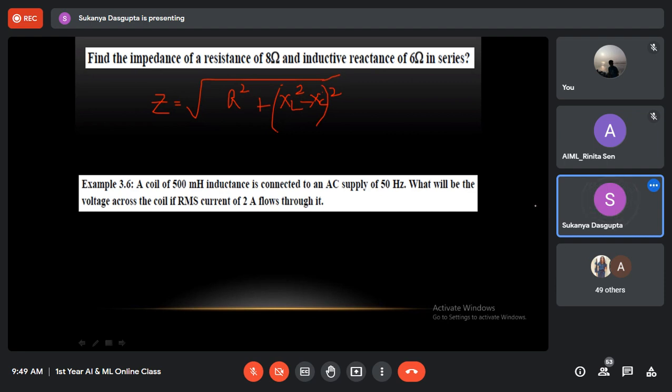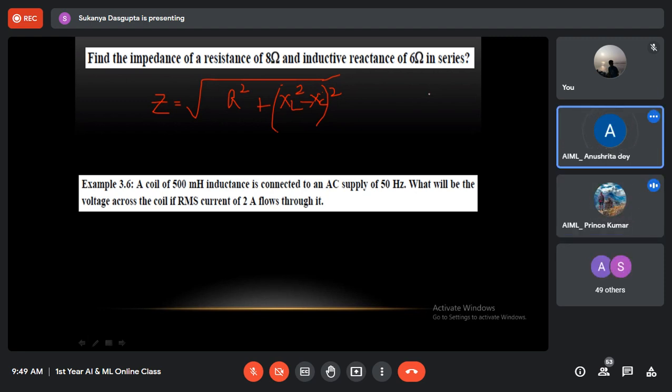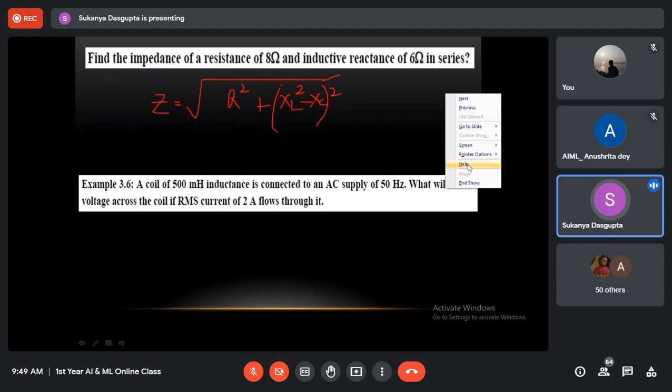So we'll consider XC equals 0 because capacitive reactance is not there in this problem. Fine. So put R equals 8 ohm and XL equals 6 ohm. So it's 8 square plus 6 square, 64 plus 36 under root. Ma'am, 10. Unit? Ohm. Yes. Okay, go to the next problem.